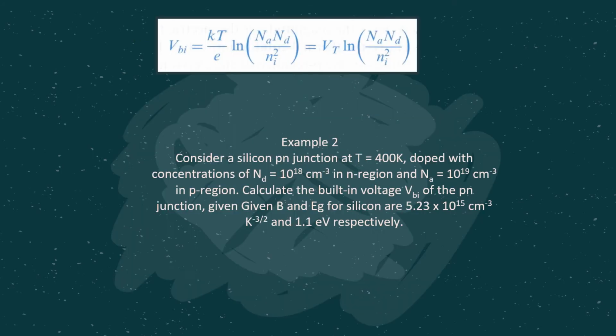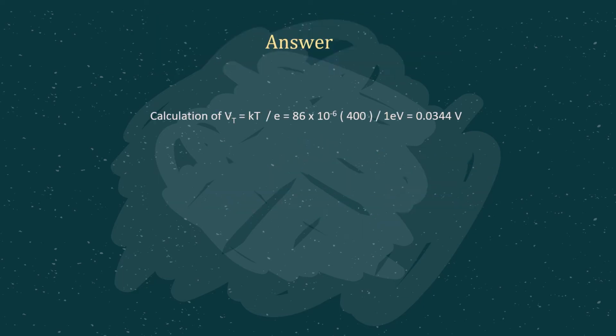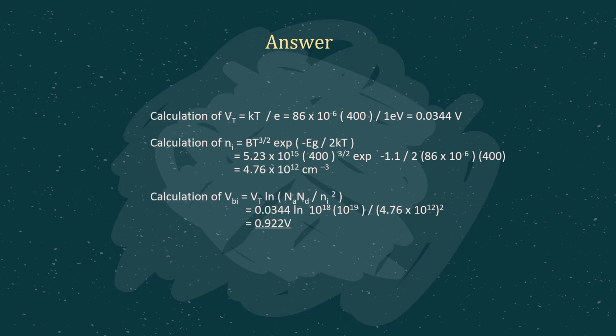Here is another example, but I reserve it for you to do your own self-revision. If you calculate this, you are going to get VBI equals 0.922 volt. But take note, for this particular example, the temperature is not at room temperature, meaning you have to calculate the VT first, where VT equals KT over E. Calculate this first, then calculate Ni, and only then substitute everything so that you get VBI equals 0.922 volt. What does it mean? It means that the carriers need at least 0.922 volt to be able to cross the depletion region.